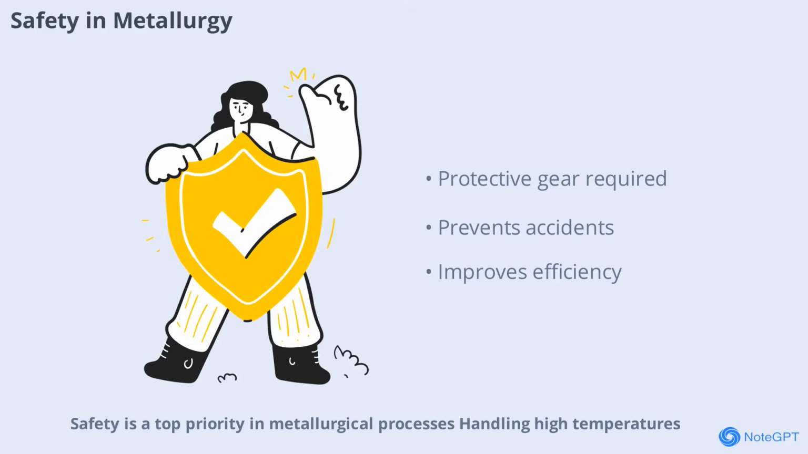Safety is a top priority in metallurgical processes. Handling high temperatures, chemicals, and heavy machinery requires strict safety protocols. Workers must wear protective gear and follow guidelines to prevent accidents. Ensuring safety not only protects workers but also improves efficiency and product quality in metallurgical industries.